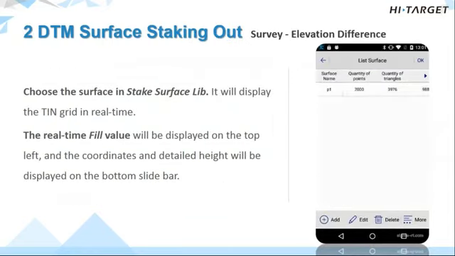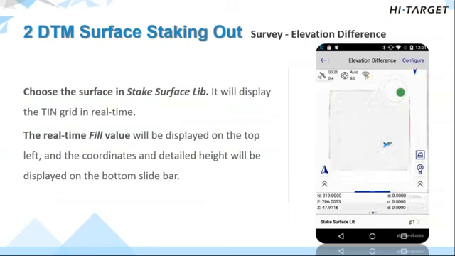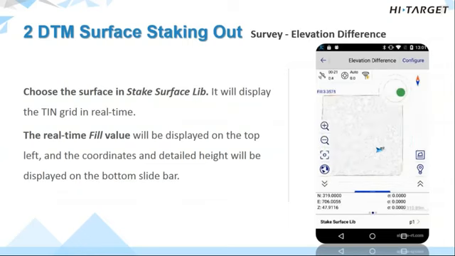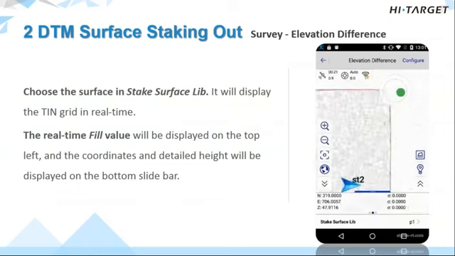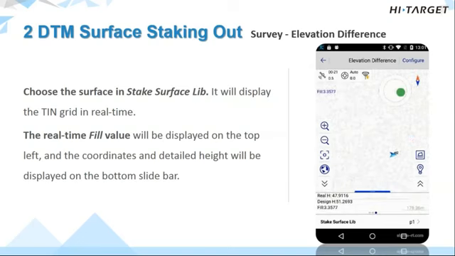And the third part, you could do the DTM surface staking out in the elevation difference option. Please choose the surface in Stake Surface Library. It will display the TIN grade in real time. The real-time field value will be displayed on the top left, and the coordinates and detailed height will be displayed on the bottom sidebar. It's about the staking out.